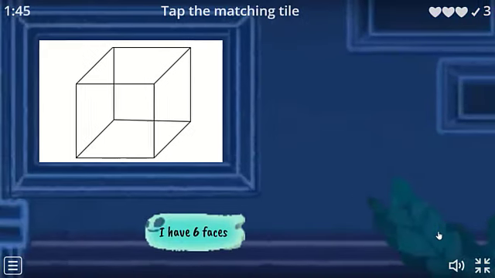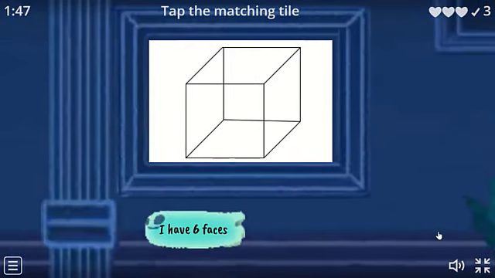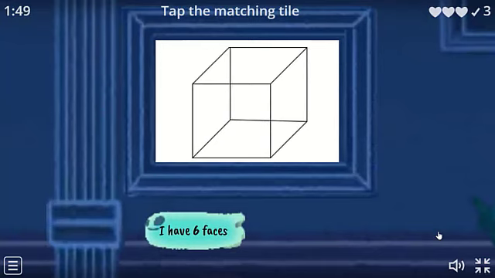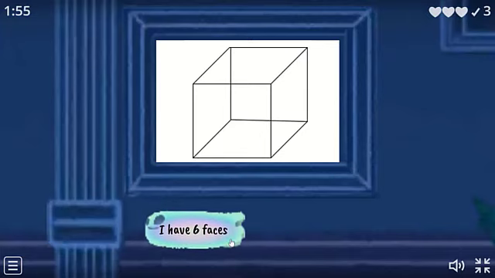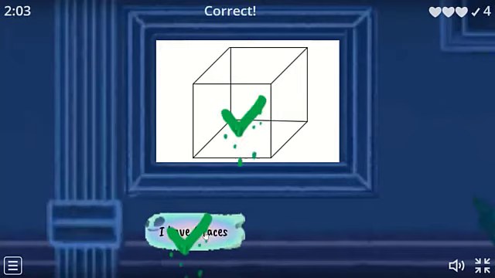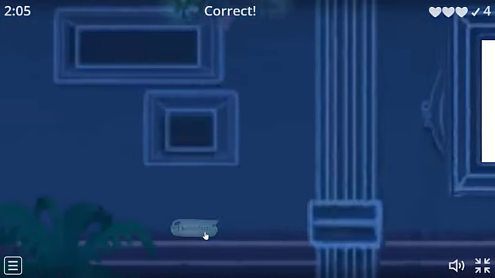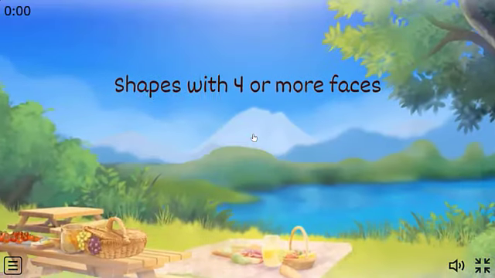This is a cube. It has 6 faces. Does the cube have 6 faces? Yeah, the cube has 6 faces, and so does the cuboid. Now we have finished our first game. Let's start another game.